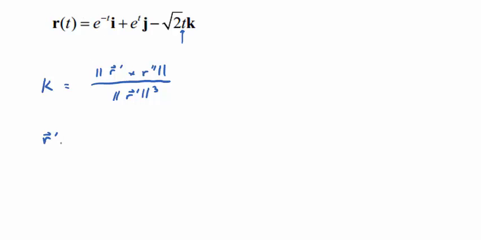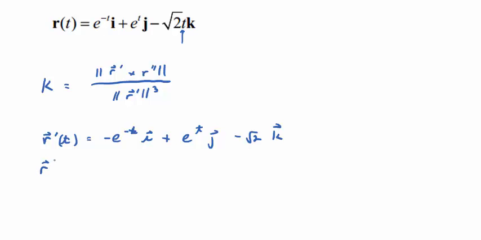R prime of t is going to be e to the negative t times negative 1 by chain rule, right? So multiply by a negative 1 or just negative. That's times i plus the derivative of the next component, the j component, and the derivative of e to the t is e to the t. So e to the t j, and then minus just square root 2 times k. Take the derivative of t, you get 1, times square root of 2, you get square root 2.